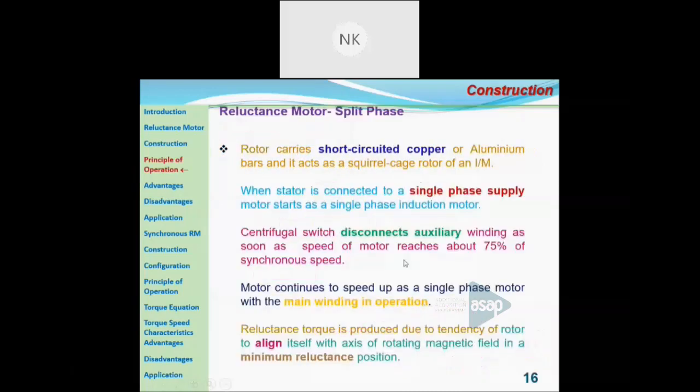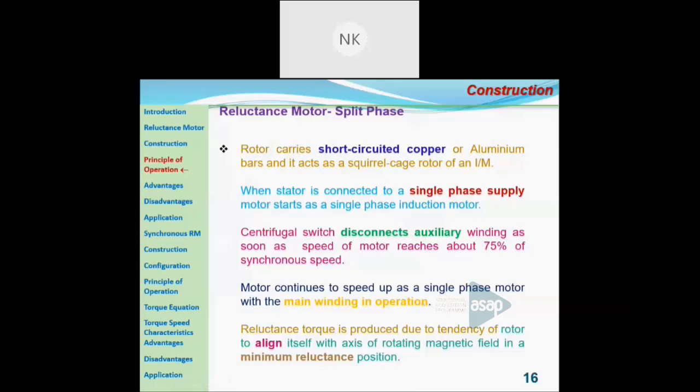So the rotor carries short circuited copper or aluminium to form a rotor just like the squirrel cage rotor of the induction motor. When the stator is connected to a single phase supply, the motor starts as a single phase induction motor. Then a centrifugal switch disconnects the auxiliary winding when the speed reaches about 75% of the synchronous speed. Then the motor continues to speed up as a single phase motor with the main winding in operation.